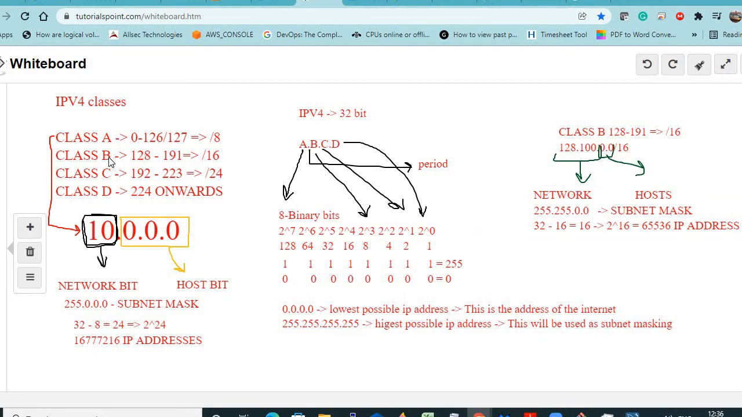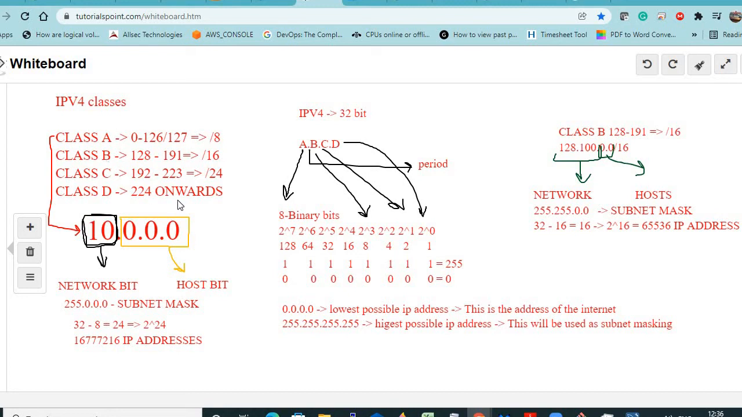Clear? So we discussed class A and class B. Now you tell me for class C. I have already shown you for class A and class B. Now you tell me for class C. What is going to be the scenario? Tell me. Anyone?